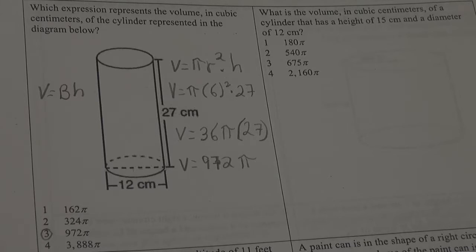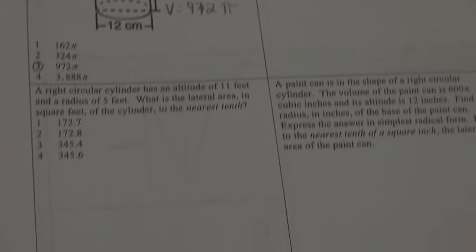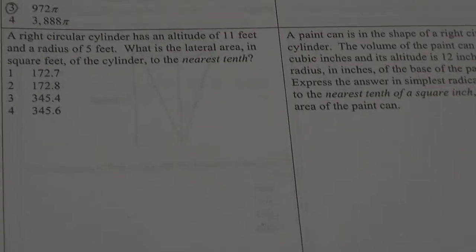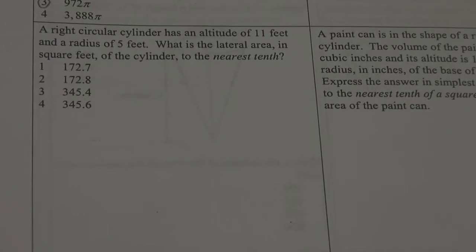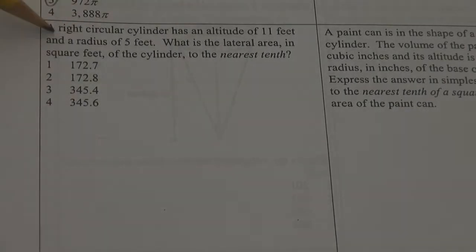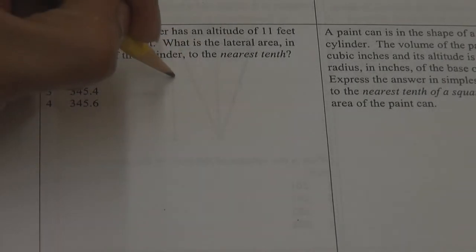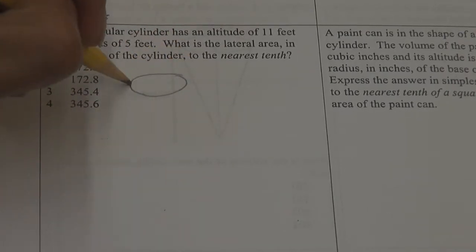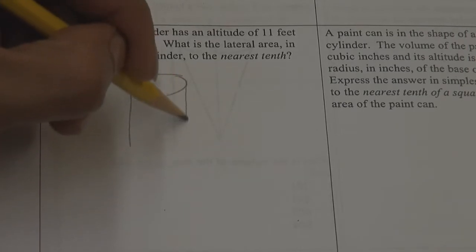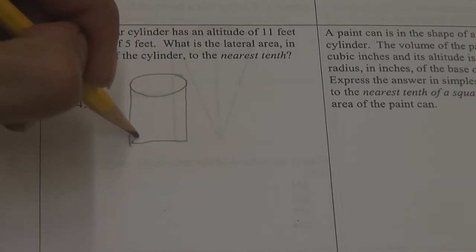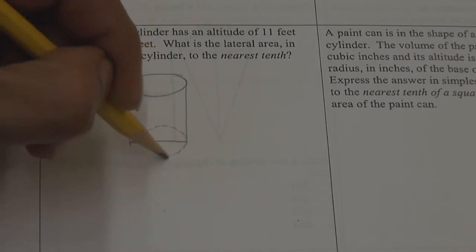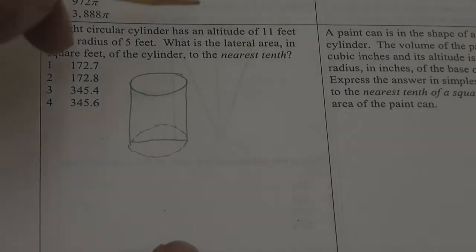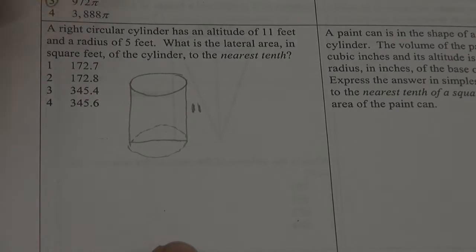Okie dokie. Let us go on to the next problem. Okay. It says a right circular cylinder has an altitude of 11 feet and a radius of 5. Okay, so I like to do my diagram. So I go like this. Then this is going to be like that. Close it like that. Okay, and that's your cylinder. Looks better than the other one. So the altitude is 11. The radius is 5.